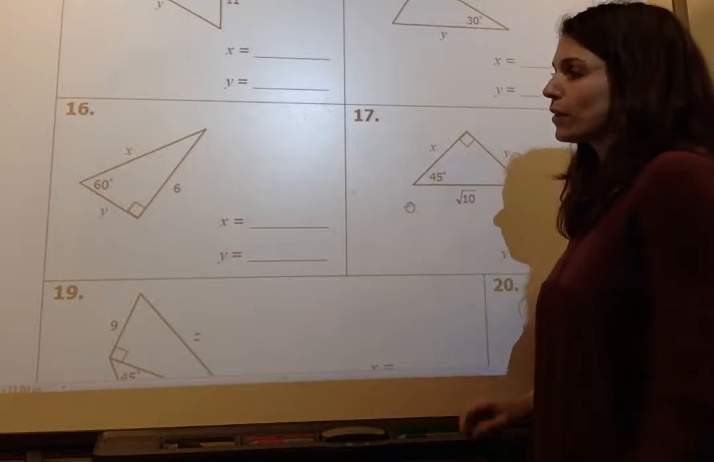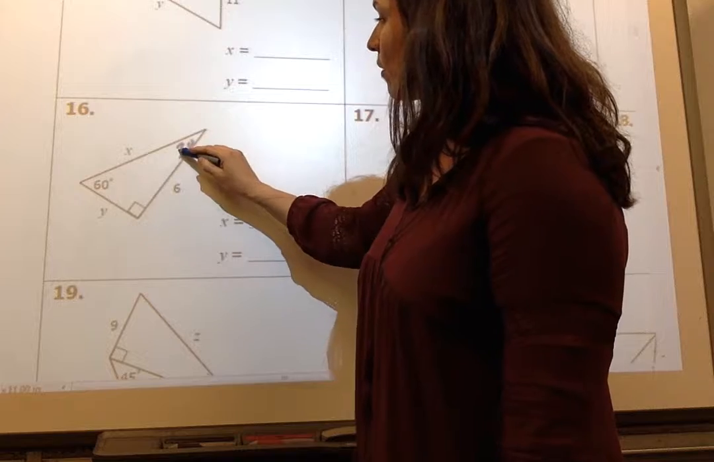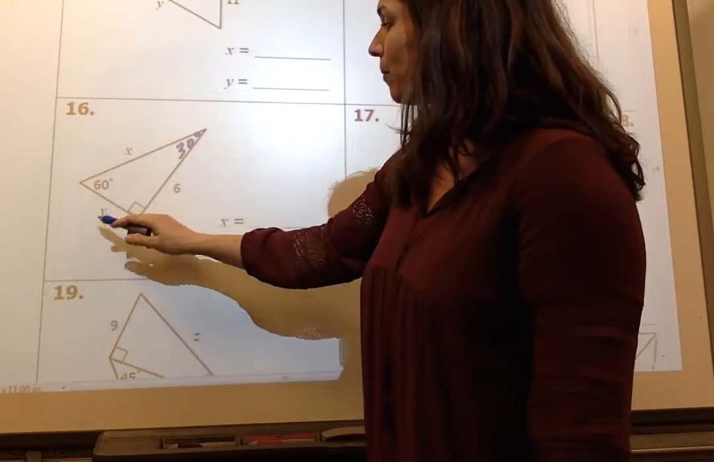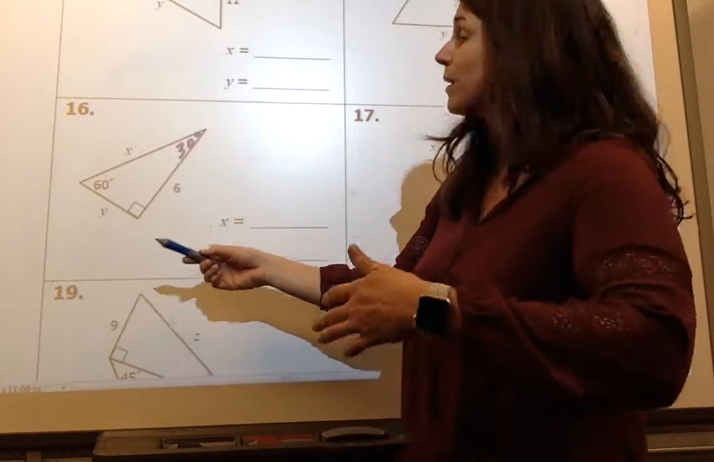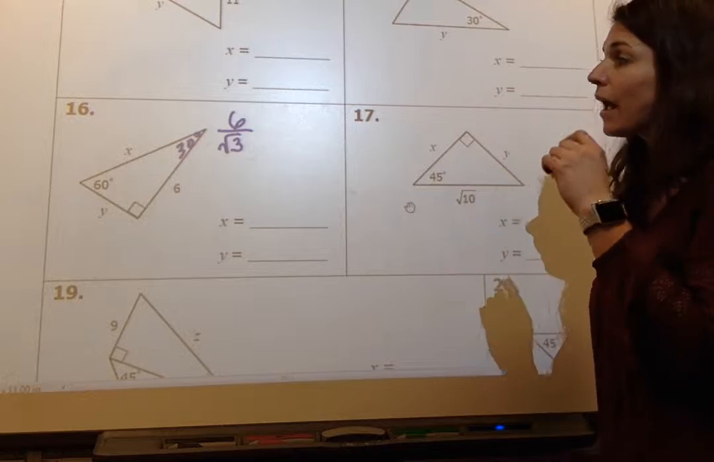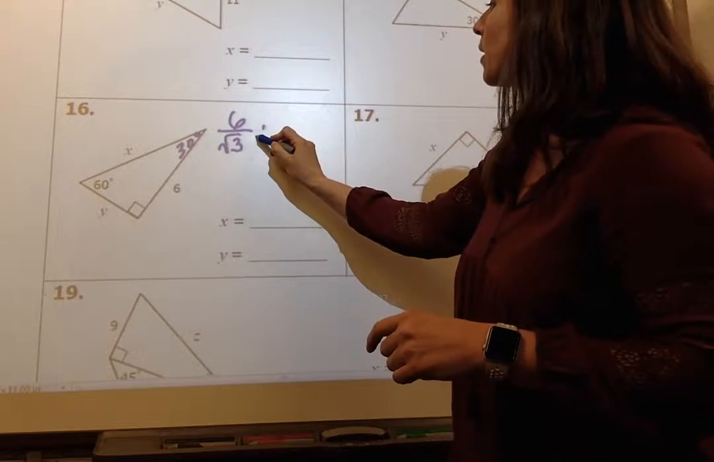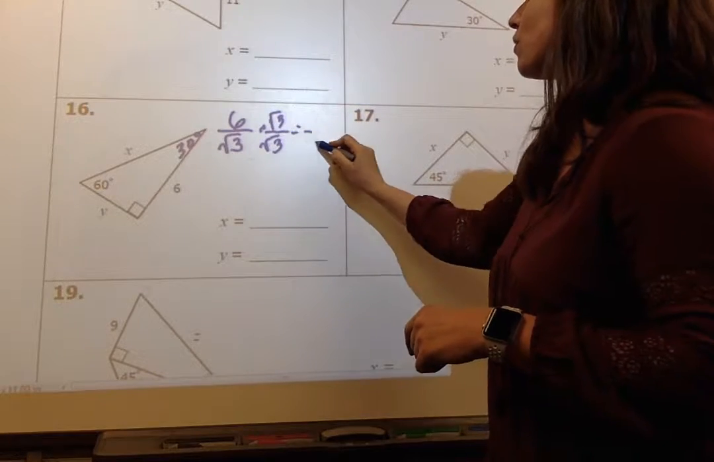So again, we have a 30, 60, 90. My short leg is right here. This is the 30-degree mark, so my short leg is right here. And now I have the medium length, so I'm going from medium to short, which means I'm going to divide by square root of 3. Excuse me. I can't have a square root of 3 as a denominator, so I'm going to clear it out by multiplying the bottom by square root of 3 and the top by square root of 3.